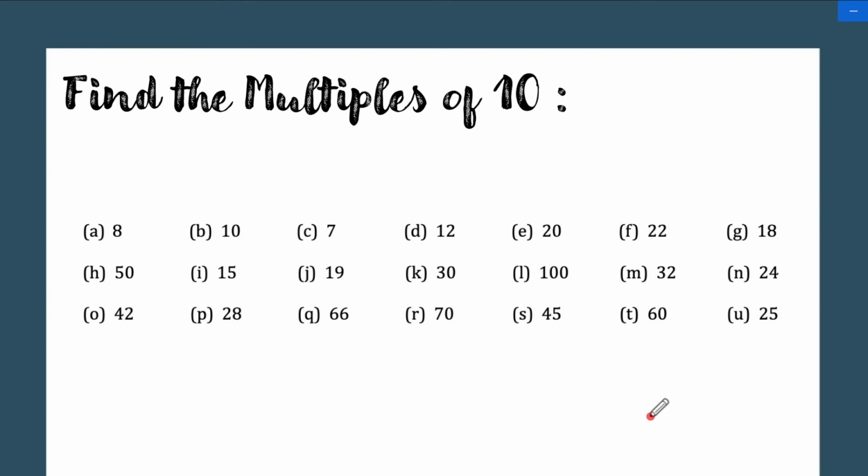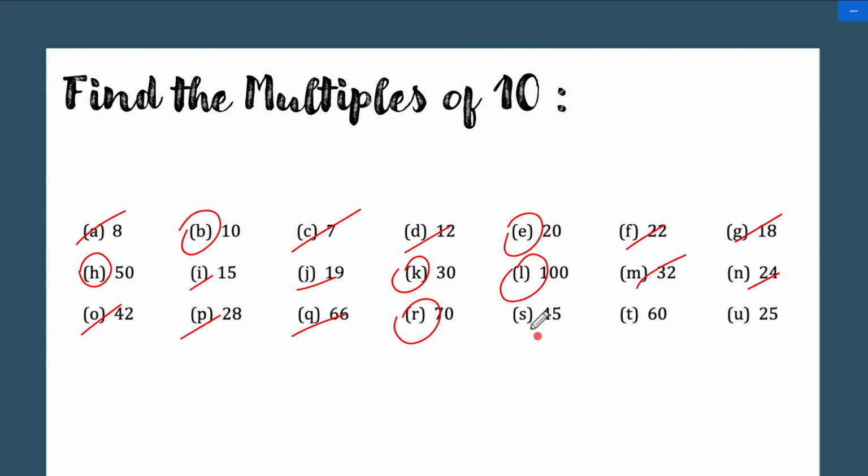All right, let's have a look. Nope, yes, nope, yes, no, zero, no, zero, yes, yes, no, I mean, no, yes, yes, no, nope, no, no, no, yes, no. So see, this one is a multiple of 5, but is not a multiple of 10. This is a multiple of 10, this is not a multiple of 10.